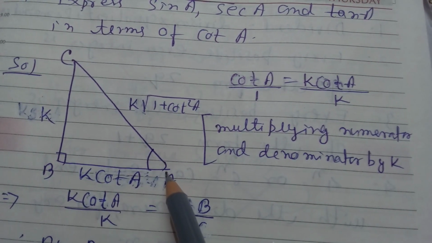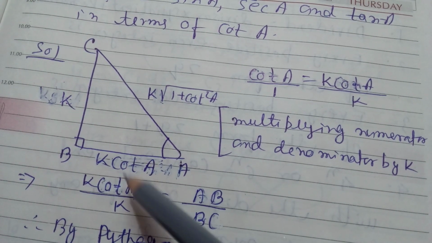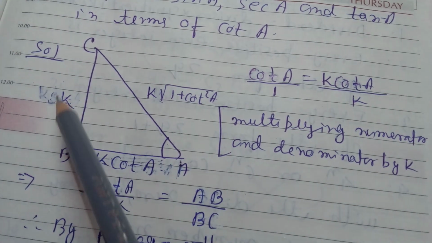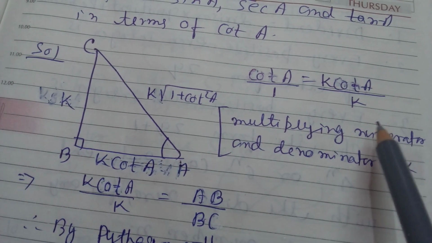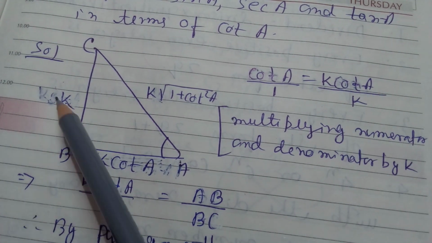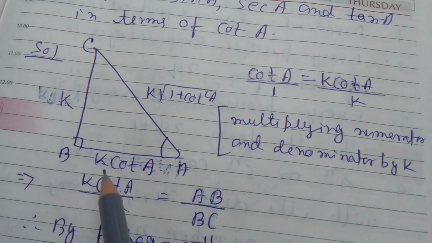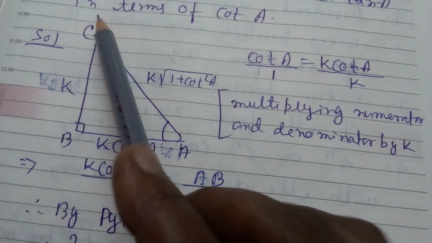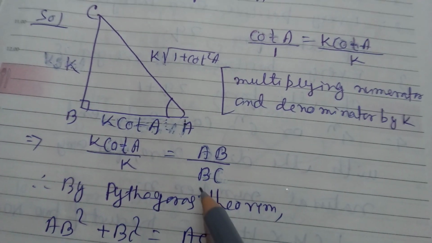So from this angle, if we see, then it is P and it is B, because the side opposite to the respective angle is P. P means perpendicular. So k cot A by k. So this is P and this is B. So B equals k cot A and P equals k. So AB by BC: AB equals k cot A and BC equals k.